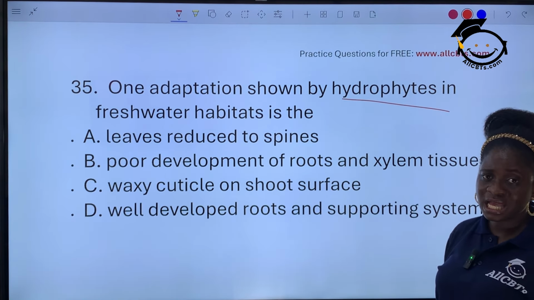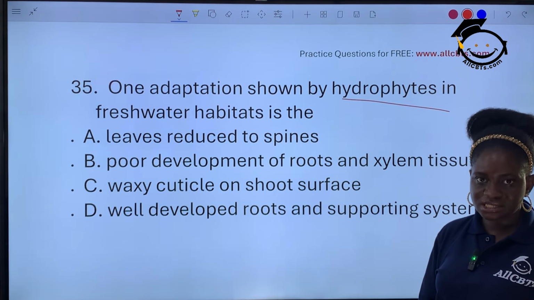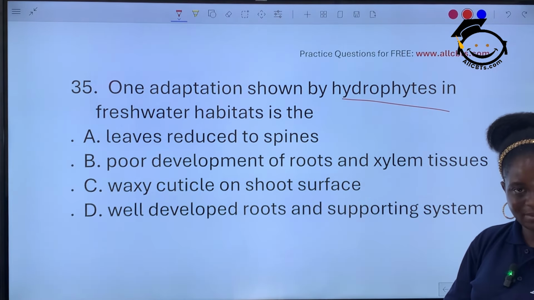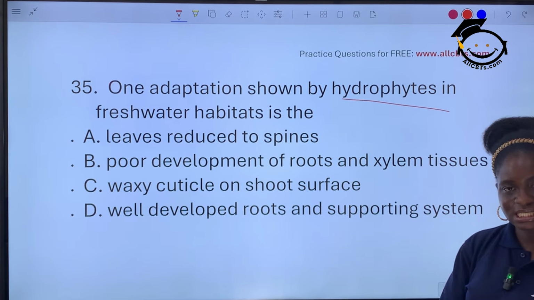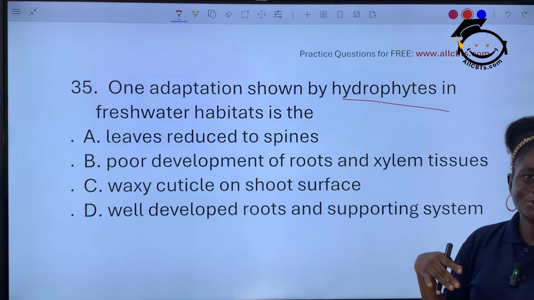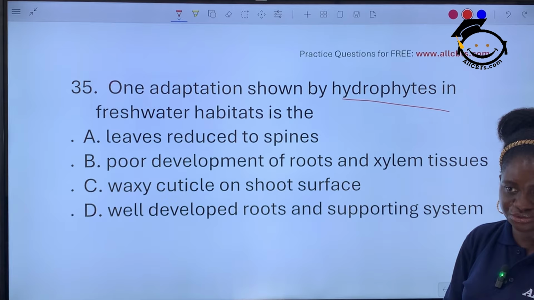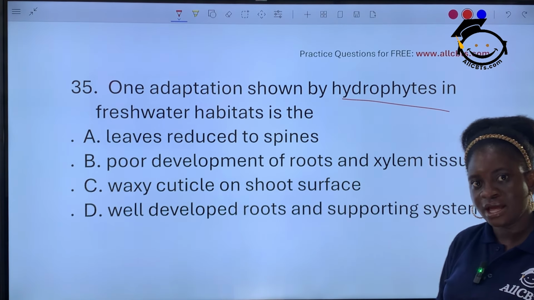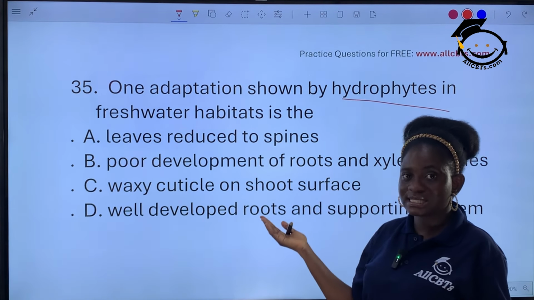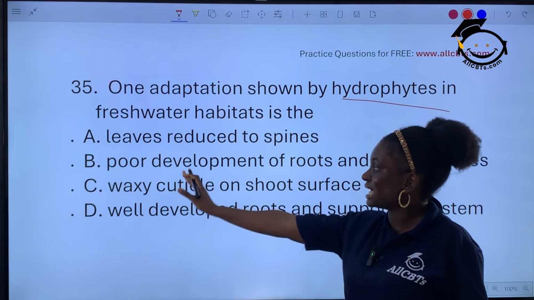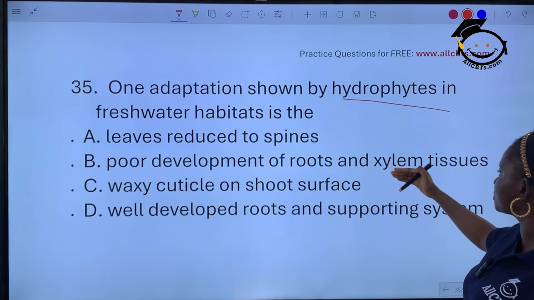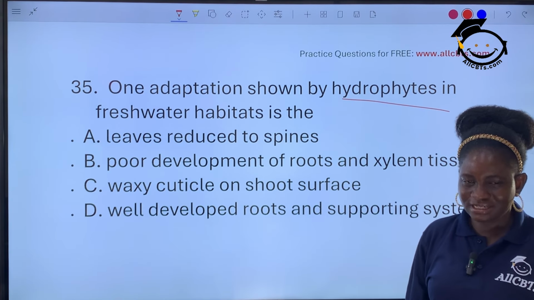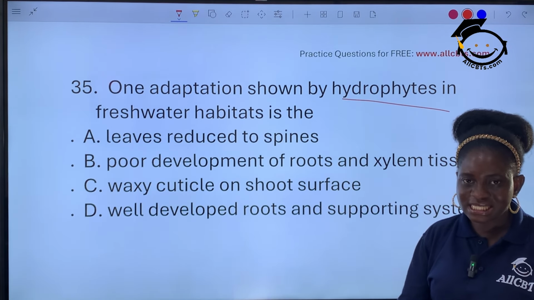hydrophytes. What are hydrophytes? They are water plants. So in fresh water, since they are water plants, for example, the water lilies, they do not really need a very strong root to draw water. Water is everywhere. So what can we say the correct answer is? The correct answer here is poor development of roots and xylem tissue. Why? They don't need strong roots like that to get water. Water is available.